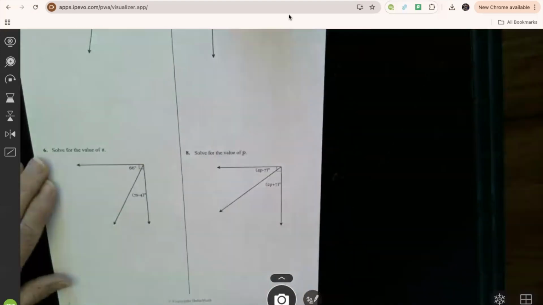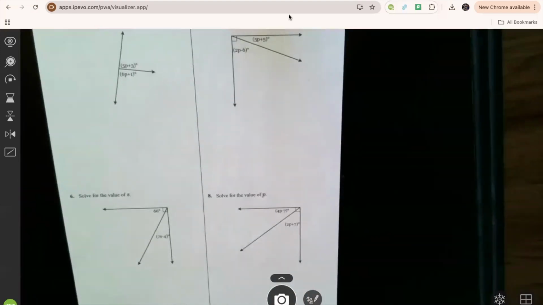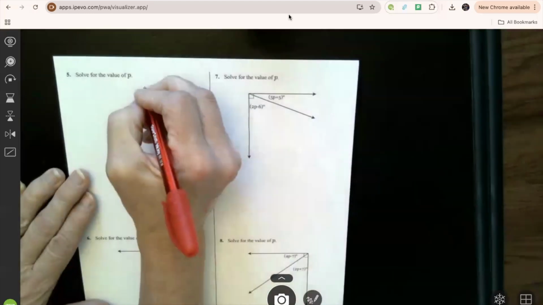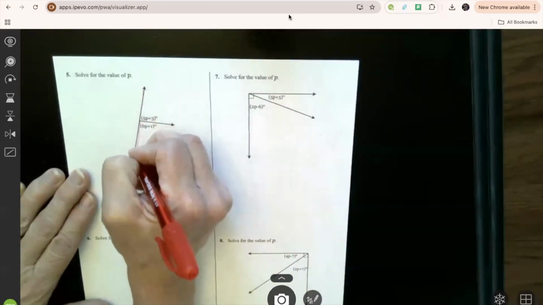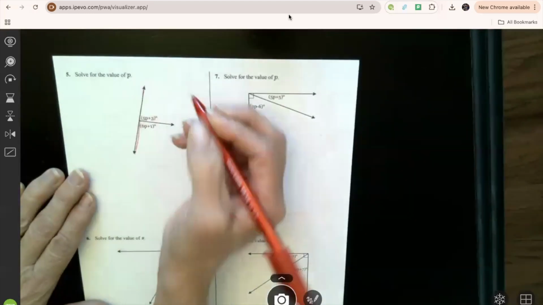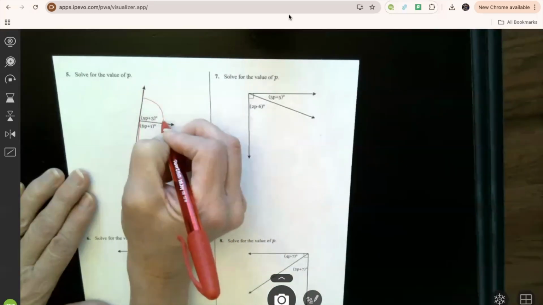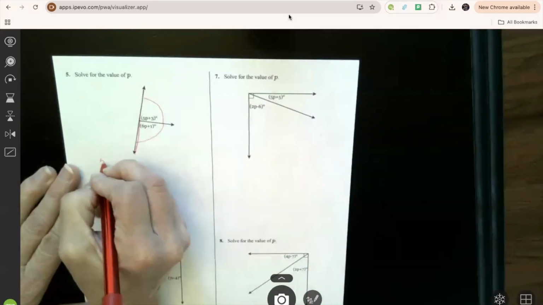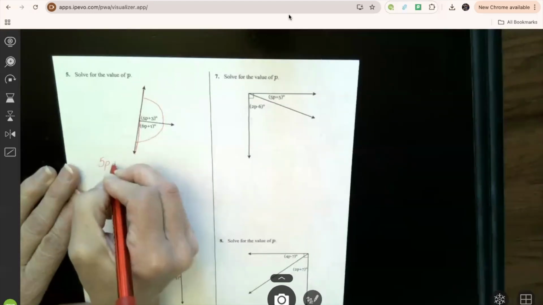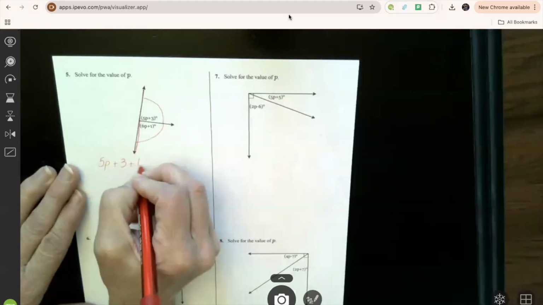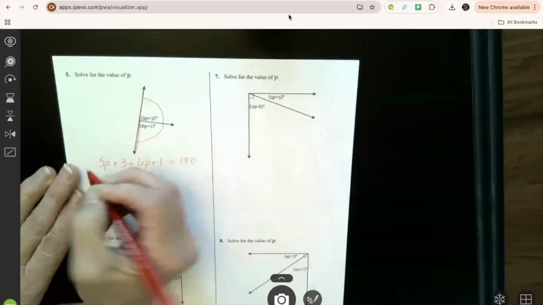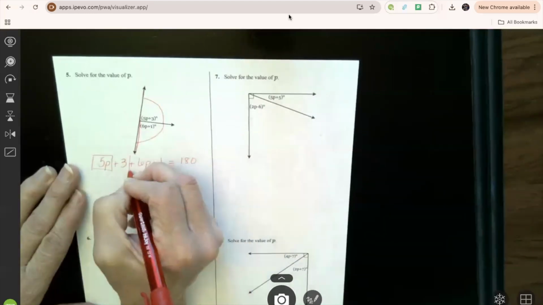All right, let's do the last four. Number 5 asks you to solve for p, and it has this straight line so that you know 5p plus 3 and 6p plus 1 equals 180. So I'm going to make an equation: 5p plus 3 plus 6p plus 1 equals 180 degrees.